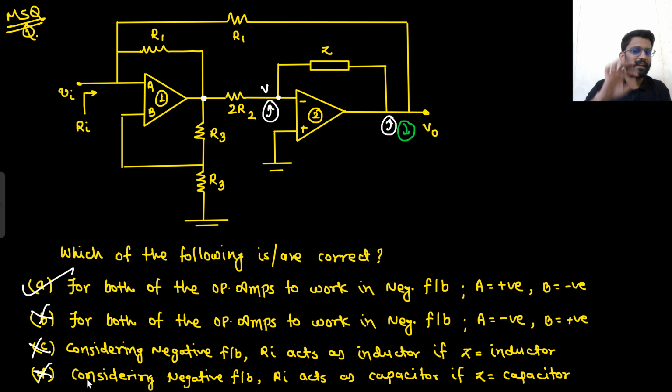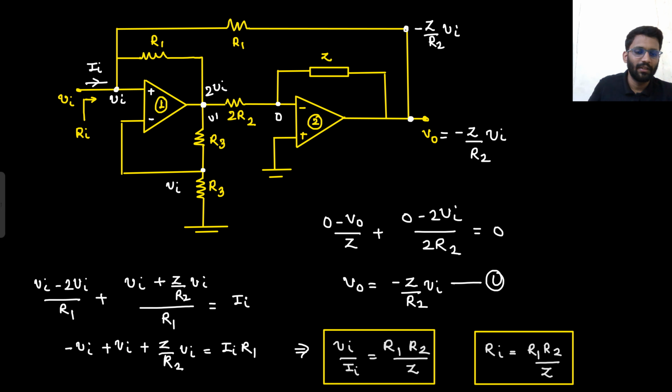Considering negative feedback, Rin acts as capacitor if Z is inductor, and Rin acts as inductor if Z is capacitor. So impedance conversion is there. Say yes or no. Are you getting this point? Everything is crystal clear. How did I find the V0 value? How did I find the Rin value? And how did I find the sign of the op-amp for negative feedback?